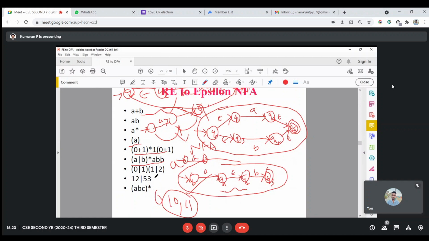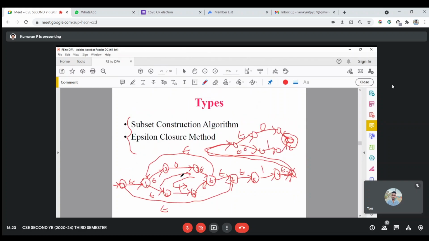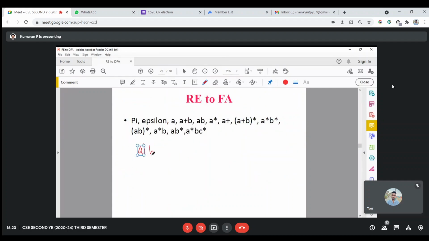(a+b)*abb. How to draw this? Can I draw here? Okay, I don't have space above. I will take this one. (a+b)*abb. So what I want to do is convert to an NFA. Direct conversion I can do, but the restriction given to me is that I need to apply the Thompson construction algorithm. If I apply the Thompson construction algorithm, I can generate only an epsilon NFA. What is the direct NFA then? I can try closure. Closure with what?